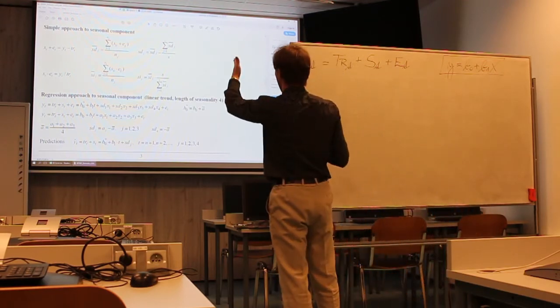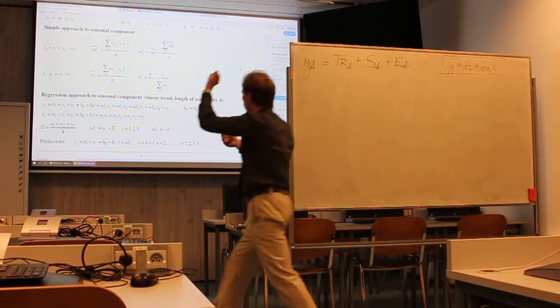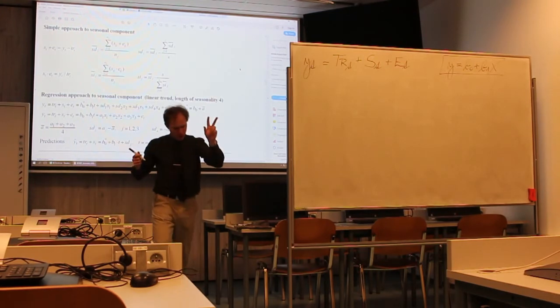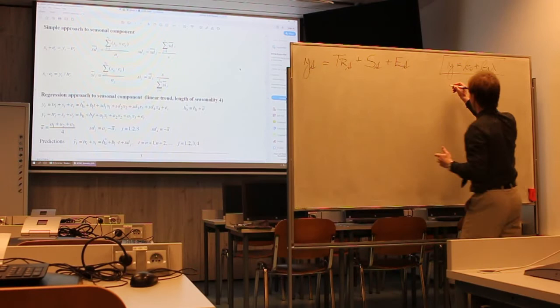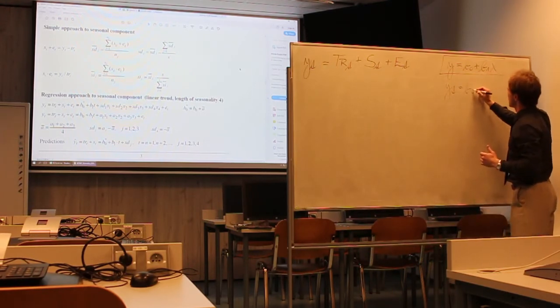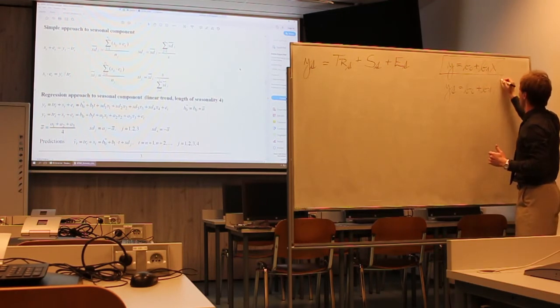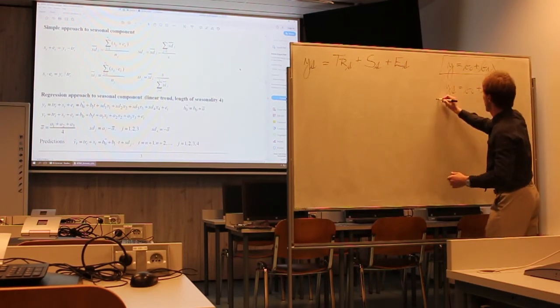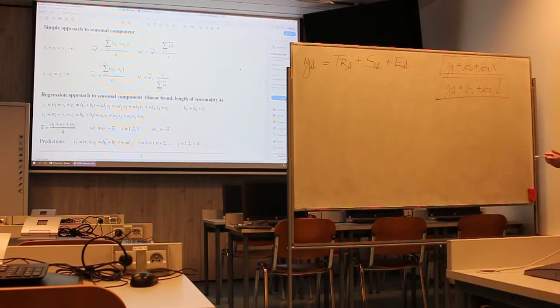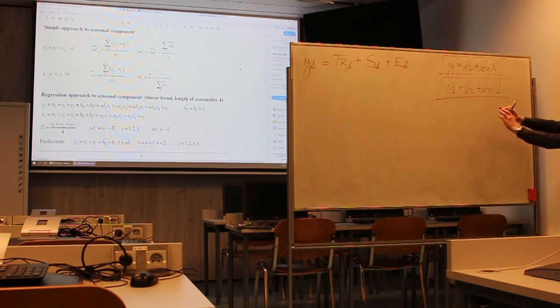Now we have linear trend only, so we need B0 and B1, B0 and B1 at time t. In our situation, y at time t is equal to B0 plus B1 t. So you can see it's the same, but instead of an independent explanatory variable x, we are using time t, a linear development of time.